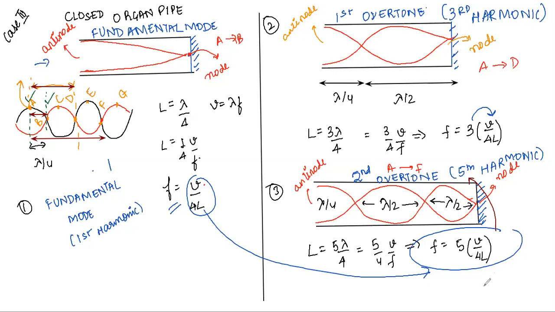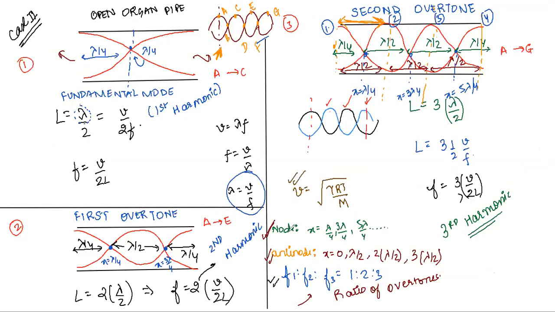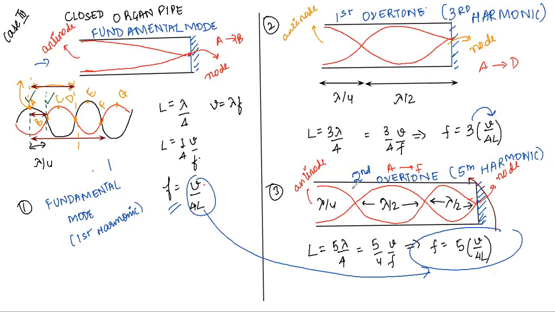We will try to write the same three things. Which three things had we learned last time? Positions of nodes, antinodes, and the ratio of overtones, right? Tell the same three things in this case also. So position of, let me write it over here in this part. Yeah, so I'll write this properly.